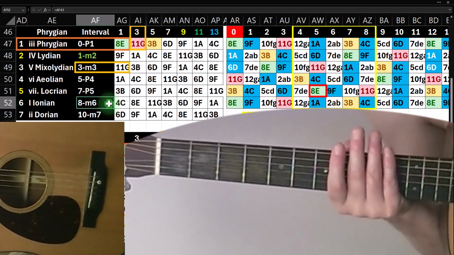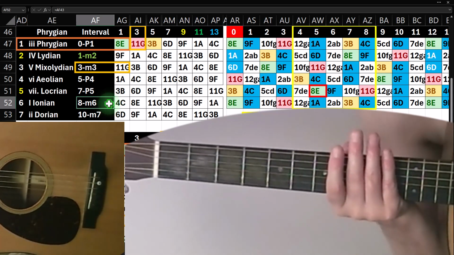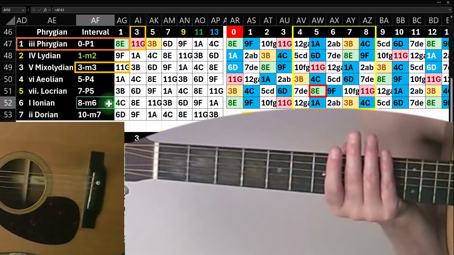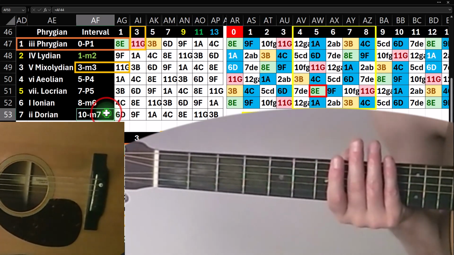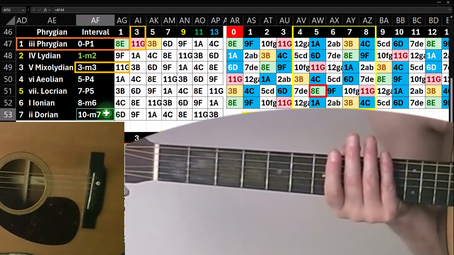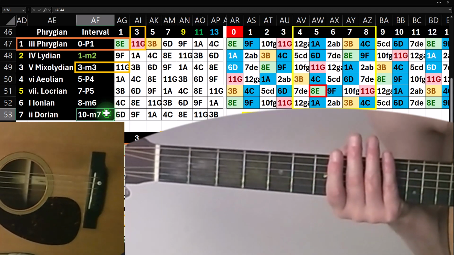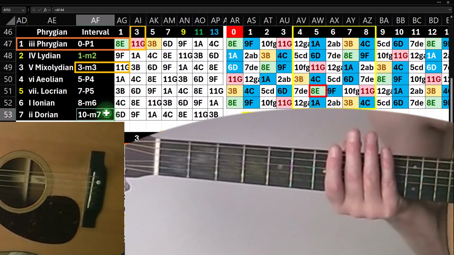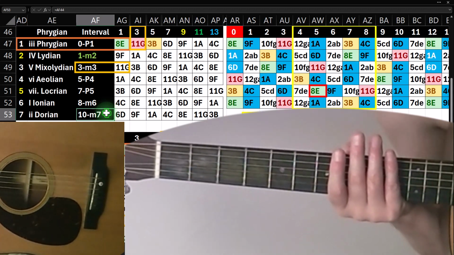The sixth is an 8 note away minor sixth, which is what we would expect from a minor mode, same as the Aeolian or minor scale. It would be a 9 note away major sixth for a major mode, typically. And we have a 10 note away minor 7, which is what we would expect. That's the same as the minor scale, minor mode, Aeolian mode. A major mode would have an 11 note away major 7.